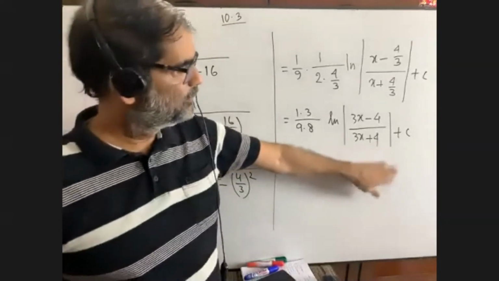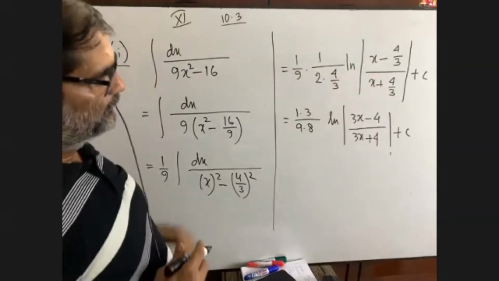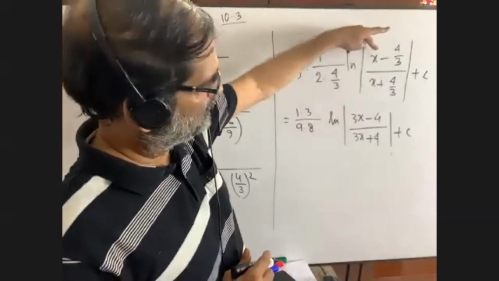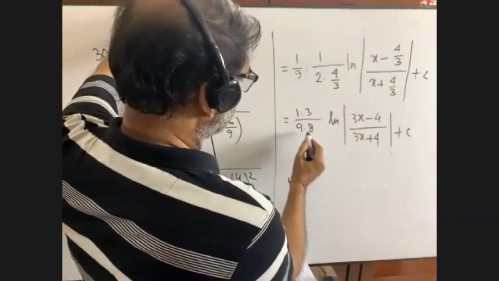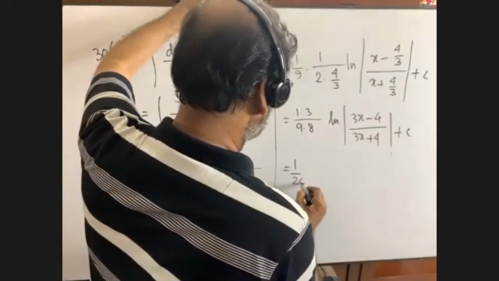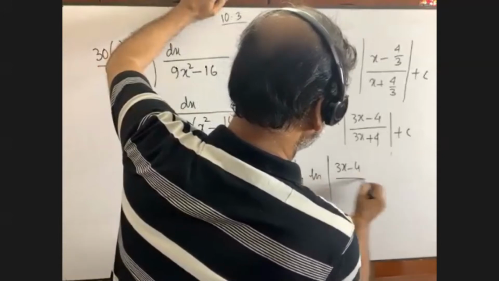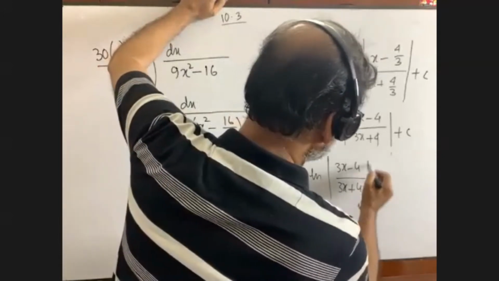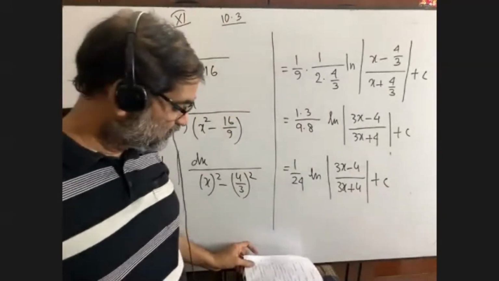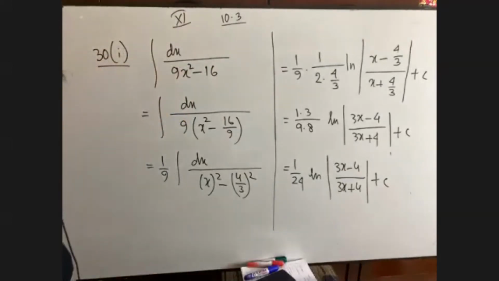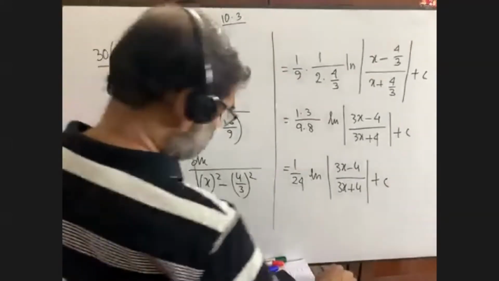3 will be the LCM here, also here, and 3 will be omitted, as I have multiplied by 3: 3x minus 4, 3x plus 4. Now we are getting 3 cancelled. That is 1 by 24 ln, 3x minus 4 by 3x plus 4 plus c. Talk to me. Have you got it or not? Actually, it depends on the formula, nothing else. Okay. Yes, sir. Now we are going to question number 32.